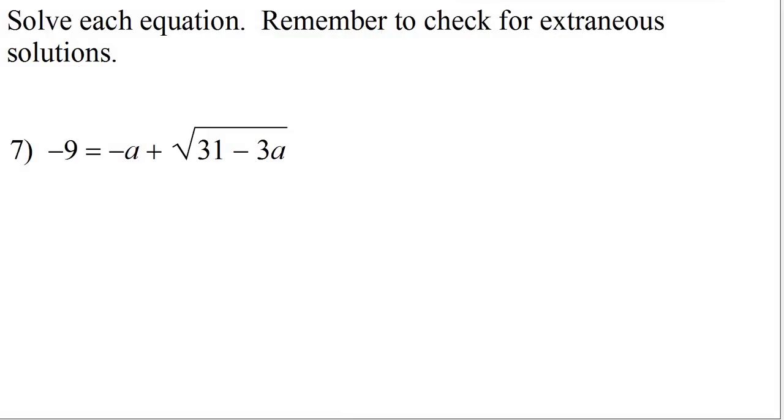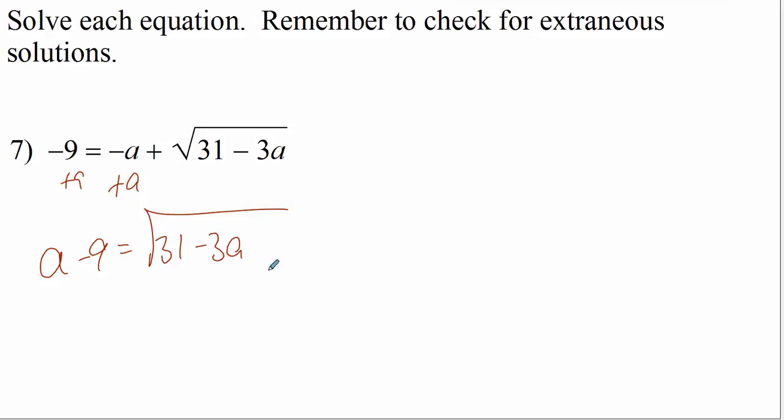Let's go to this one here, number 7. Again, I want to isolate, so that means I got to add these over. I get a minus 9 equals the square root of 31 minus 3a.